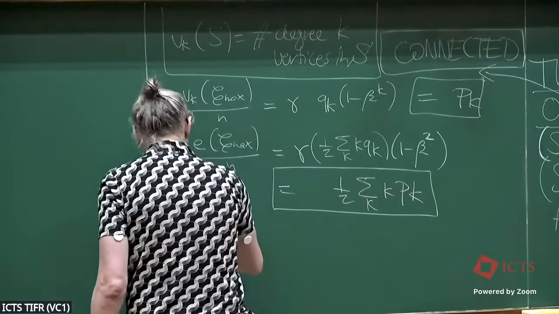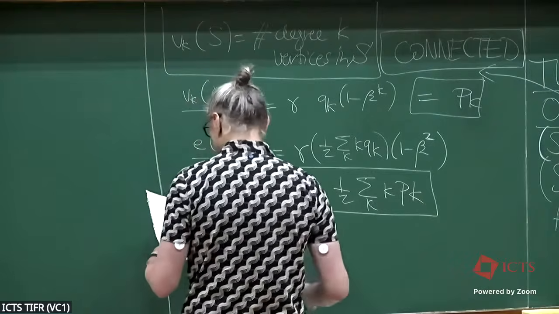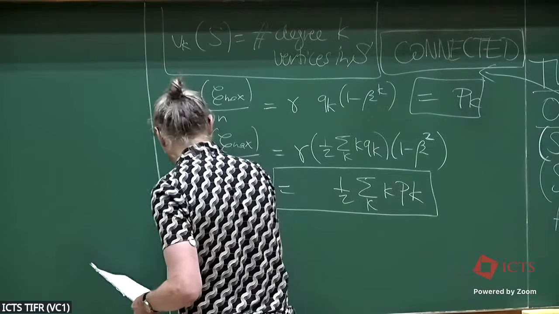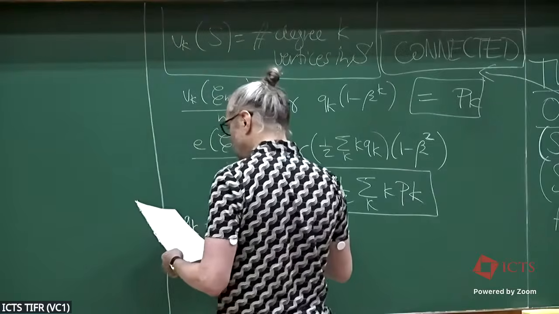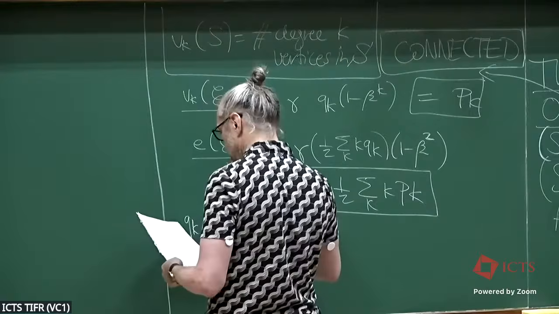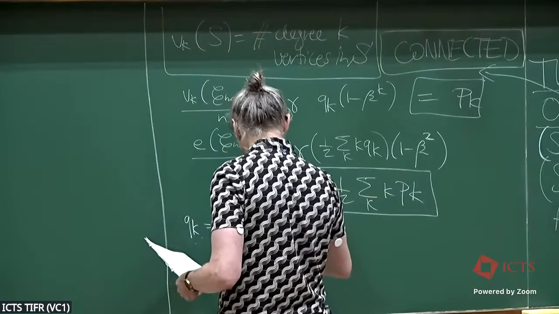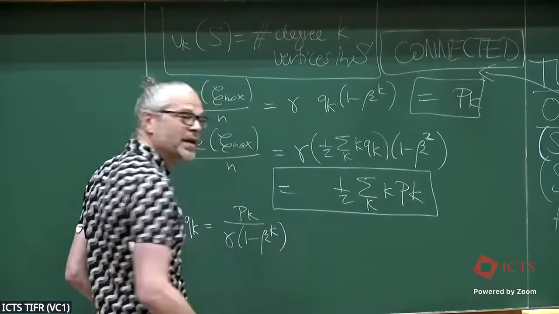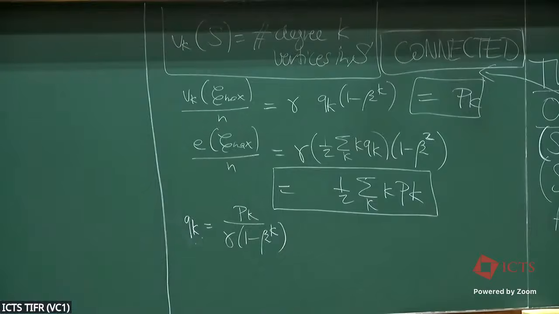I'm going to be taking pk to be qk. I want to know what qk is. To be pk divided by gamma times 1 minus beta to the power k. So now we see the 1 over the 1 minus beta to the power k appearing.